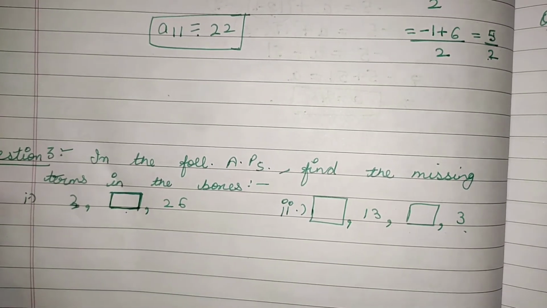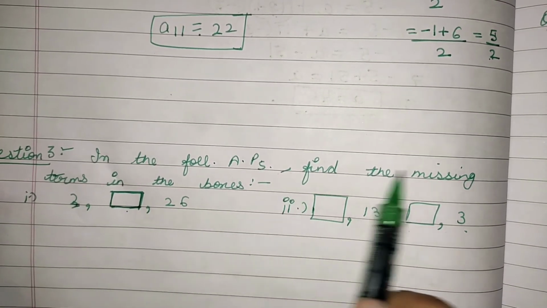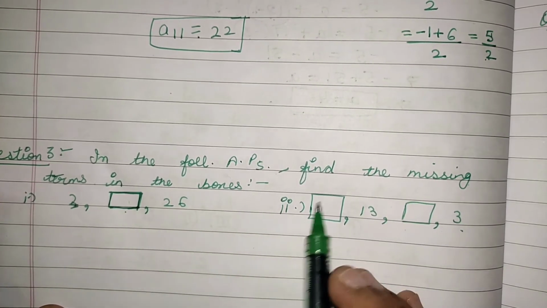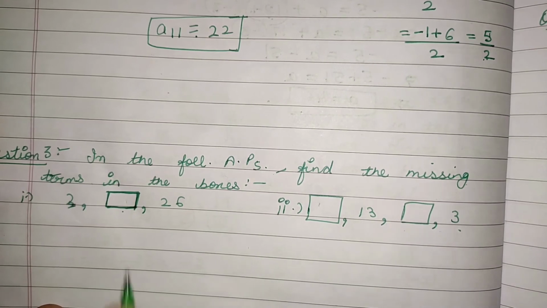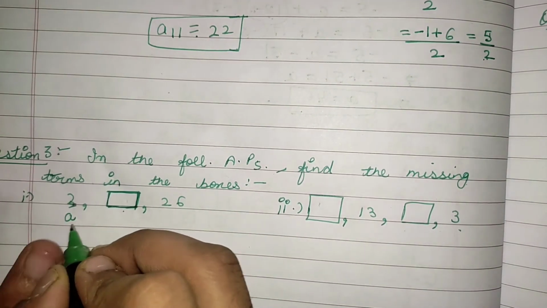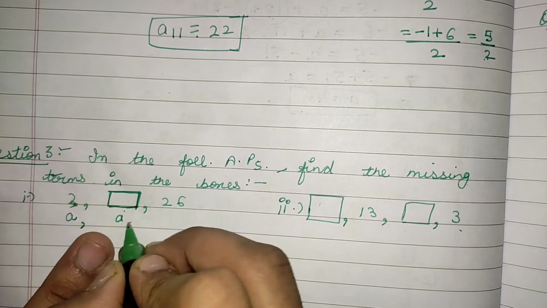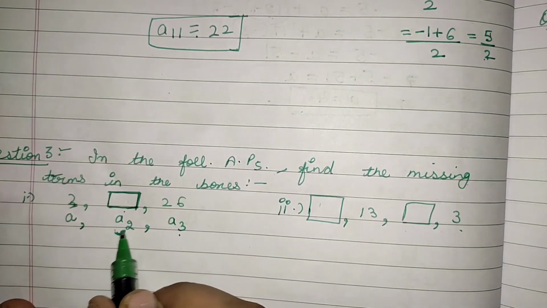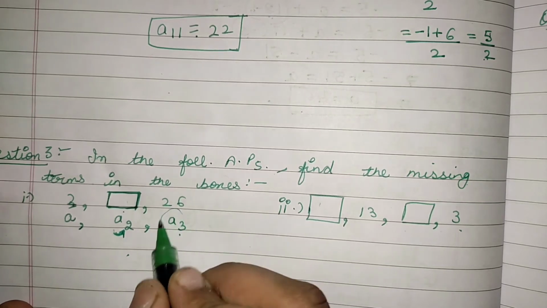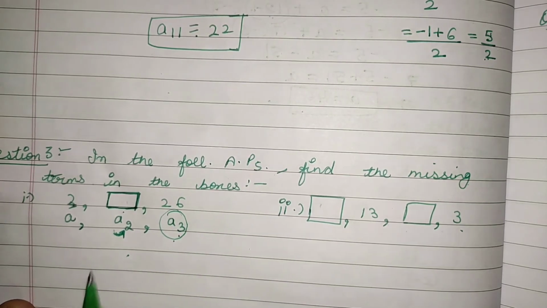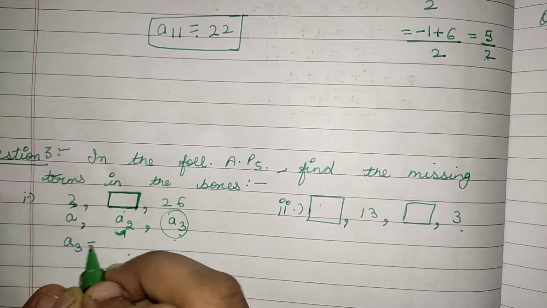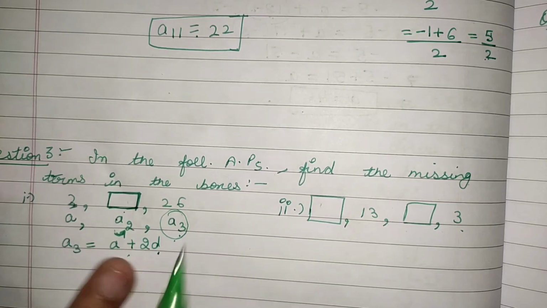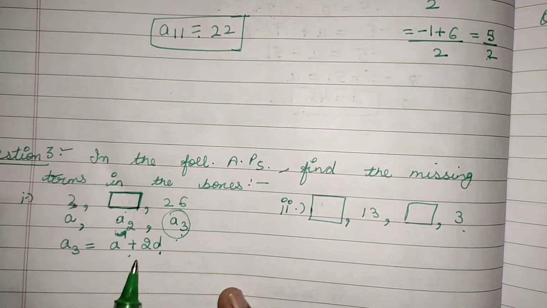Now a little bit different question. In the following AP, find the missing terms in the boxes. This is my first term, this is my second term, and this is my third term. I have to find my second term, and I know the value of the third term. So by using this, I can find the value of the common difference, which I am going to use to find my second term.